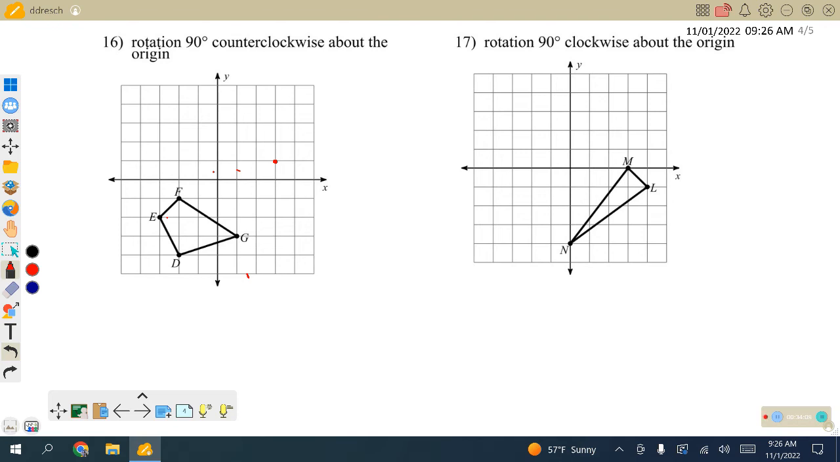There is a pattern that happens with that. And then where's F prime landing at? 1, negative 2. Okay, E prime, that's at what? 2, negative 3. And then lastly, D prime is at where? 4 comma negative 2. So I'll finally put those on there.